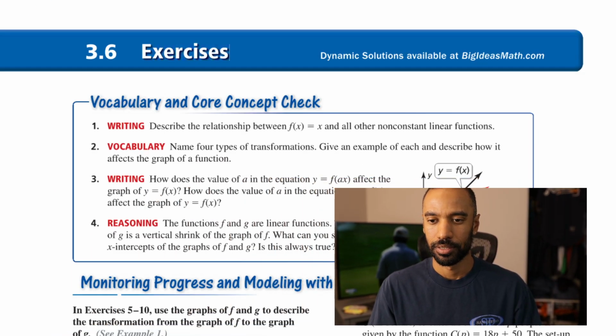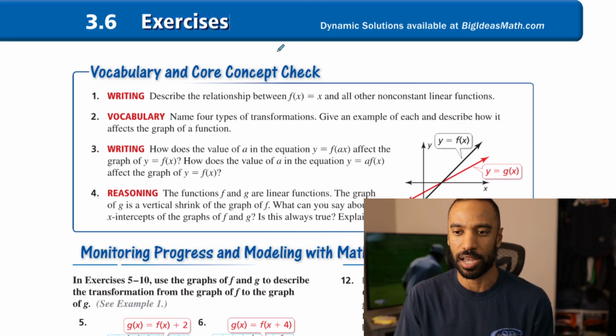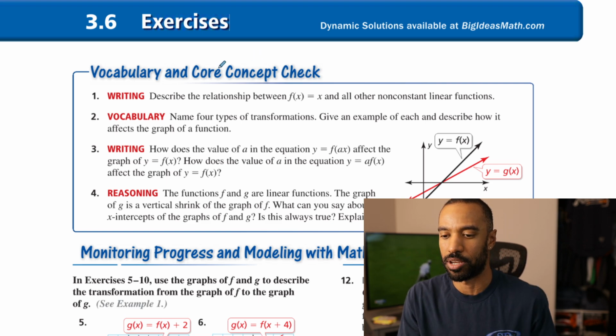Okay. Longest lecture there, guys. We're going to get into the vocabulary and core concept check 1 through 4, and then we have numbers 5 through 67 to still do. A lot of transformations to be had.